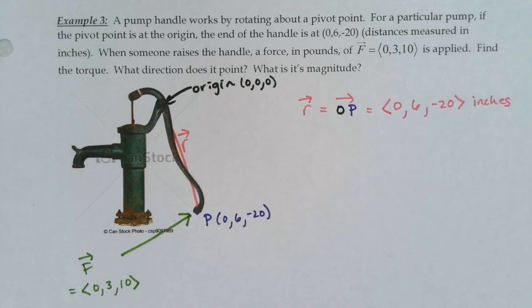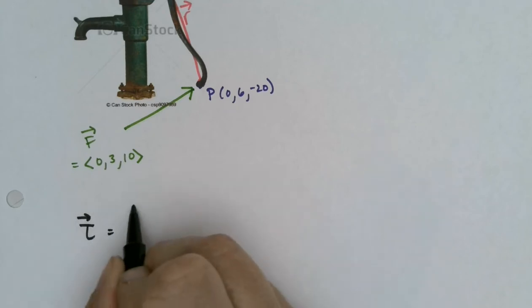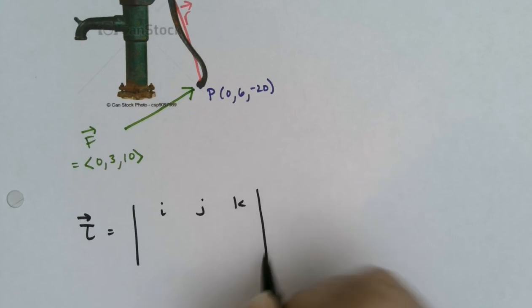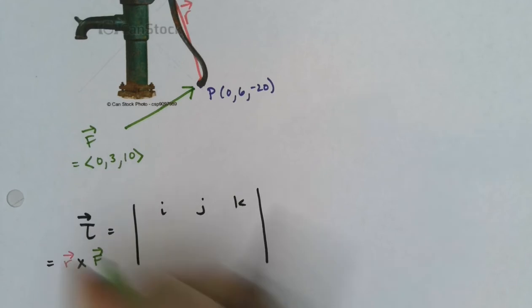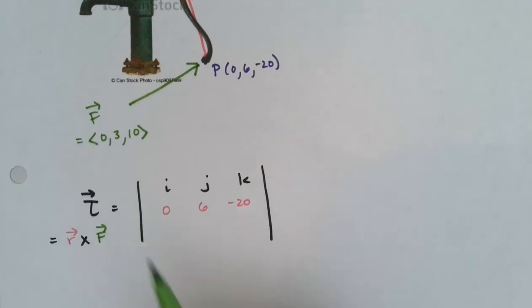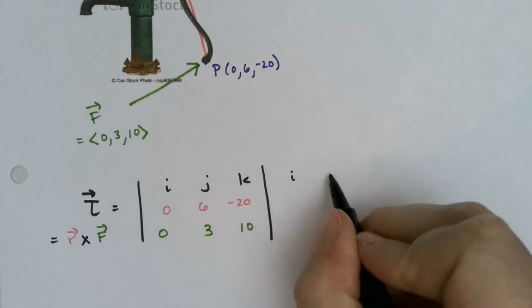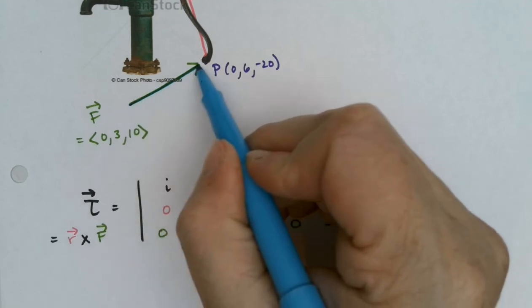The torque will be the cross product between the two. So I'm going to have to put that down here. So tau would be equal to the cross product, with i, j, k, of my two vectors. It'll be my radius vector crossed with my force vector. So my radius vector was 0, 6, negative 20. My force vector is 0, 3, 10 because they told me so. All right, now to do the quick little method, I'm going to add in an extra 0 and 6 and an extra 0 and 3. I'm going to take the cross product.